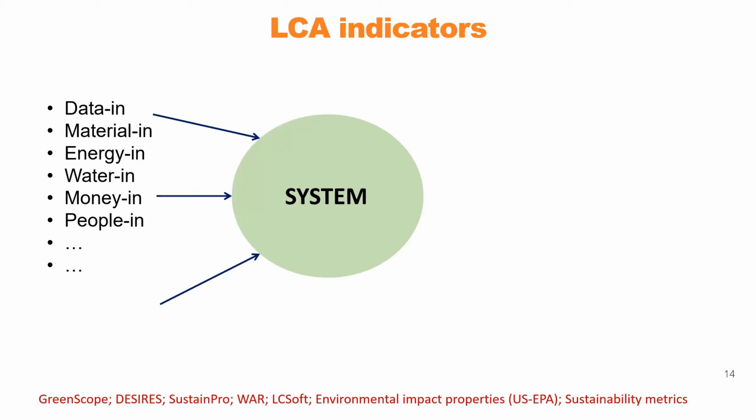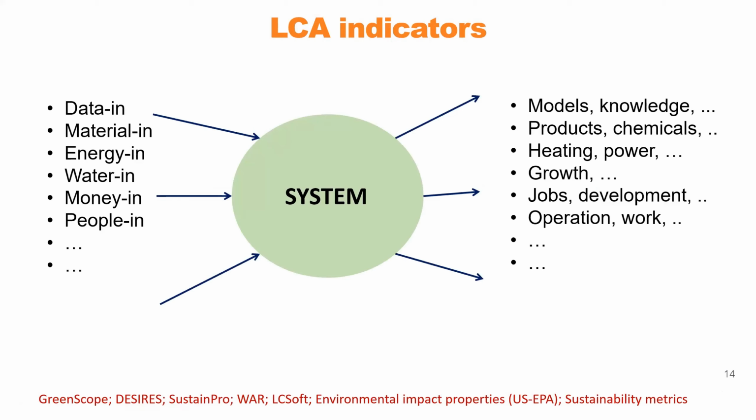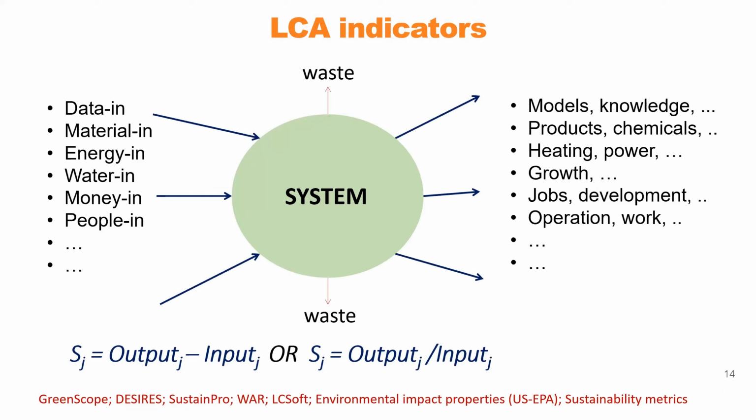And then we can say that we are going to do the LCA with respect to everything that comes into the system and everything that goes out of the system. Based on what is coming into the system and what is going out of the system, including waste, we will calculate sustainability factors. That is, each factor, subscript J, is a factor that can be output minus input, or output divided by input, or input minus output. There are different ways to represent this.